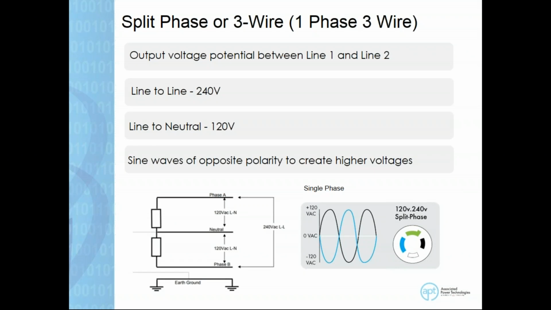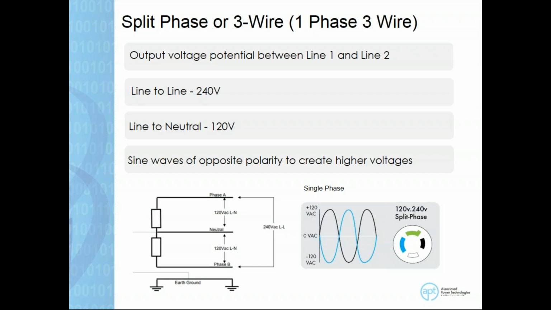Let's talk about the second configuration that you may find in a household environment, which is split phase power. Now, split phase power is also known as a 3-wire or single phase 3-wire connection. In this configuration, you have line 1 and line 2, which are both providing voltages, and then you have a third wire for the neutral and also a ground available for safety. So when we call it single phase 3 wires, it encompasses line 1, line 2, and a neutral wire.